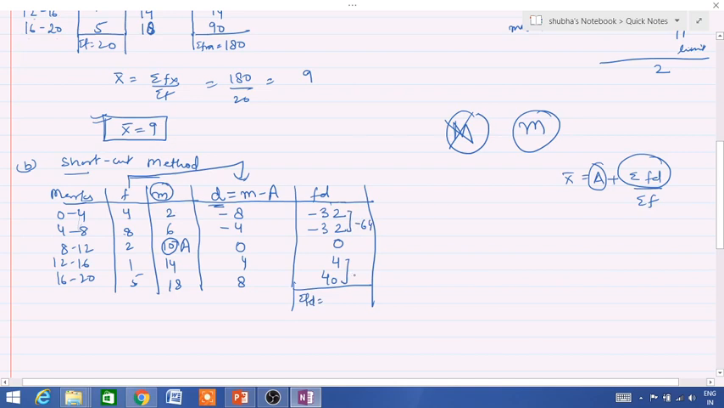It becomes minus 64 and it becomes plus 44. So plus 44 minus 64, answer is minus 20. So we also have to find out sigma f. Sigma f we have already calculated in the previous one, it is 20.